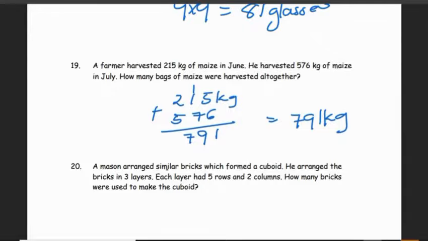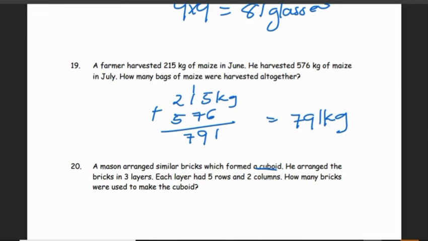A mason arranged similar bricks which formed a cuboid. He arranged the bricks in 3 layers. Each layer had 5 rows and 2 columns. How many bricks were used to make the cuboid?